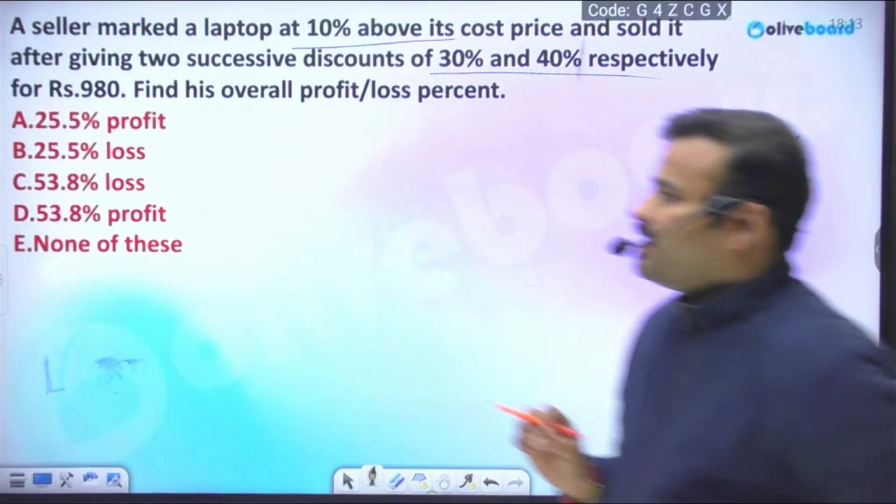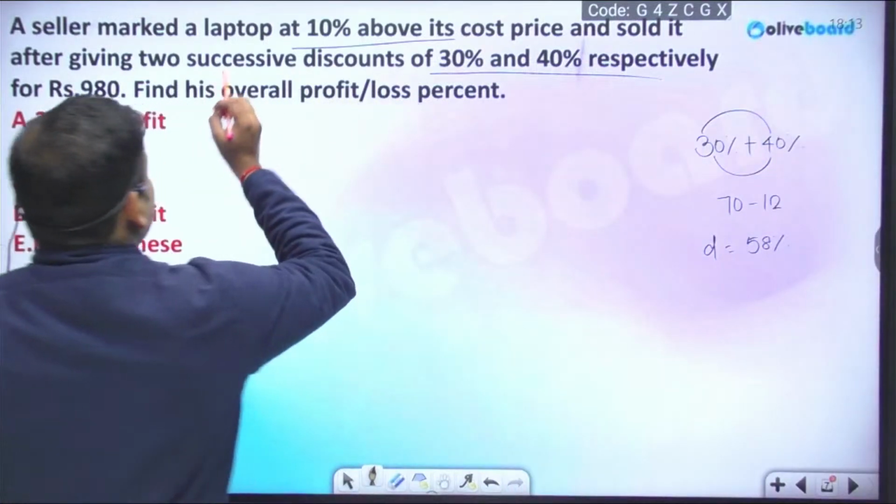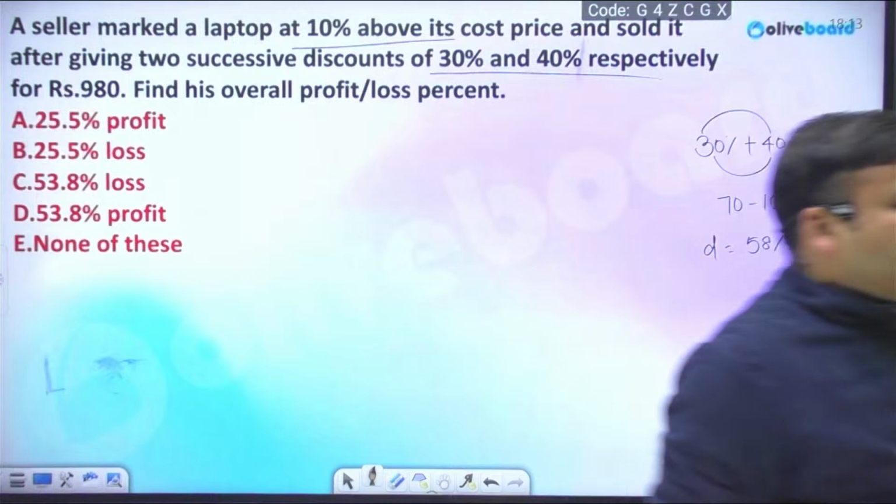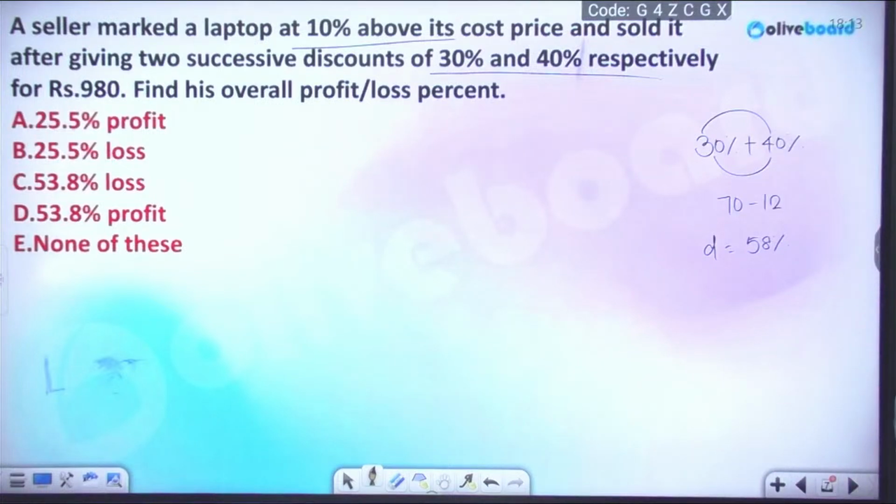Fine. So the seller marked up the cost price of the article 10% above. Now solve it.